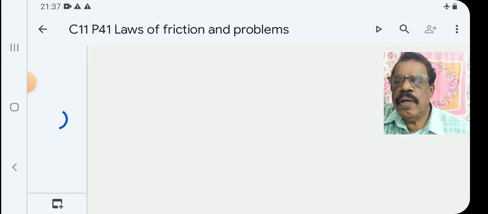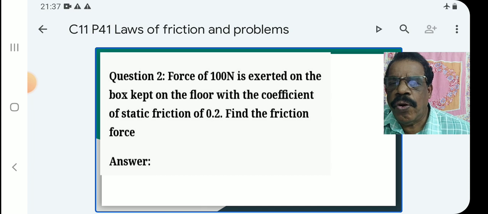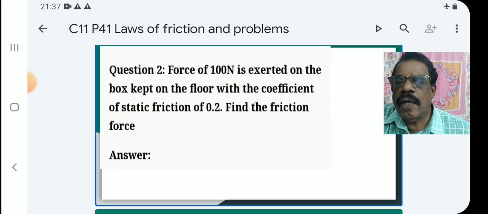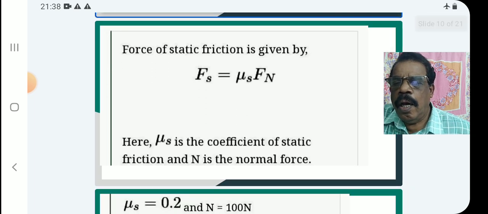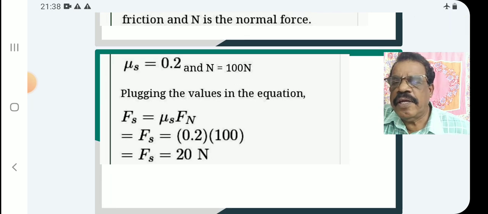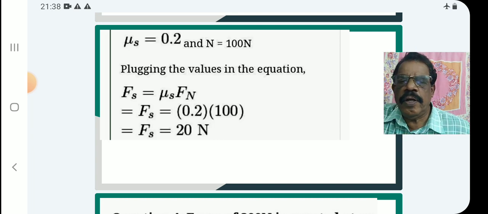Question number 2, a force of 100 Newton is exerted on the box kept on the floor with the coefficient of static friction 0.2. Find the frictional force. Same problem. ഇവിടെ N എന്ന് പറയുന്നത് 100 Newton ആണ്. Equation is Fs is equal to mu into Fn. Here mu s is the coefficient of static friction and Fn is the normal reaction. So Fn we take as 100 here. Fs is equal to mu s into Fn, or simply N. 0.2 into 100, Fs is equal to 20 Newton. Answer.